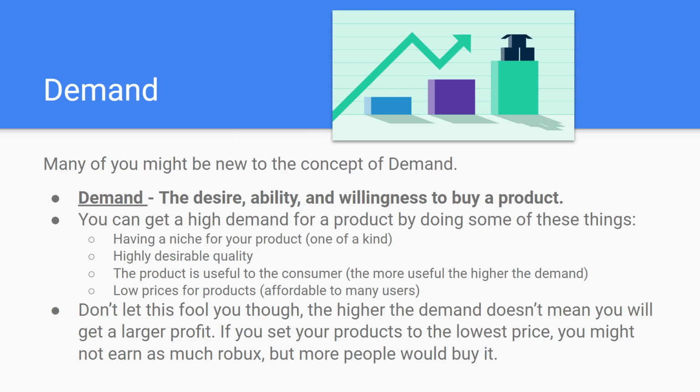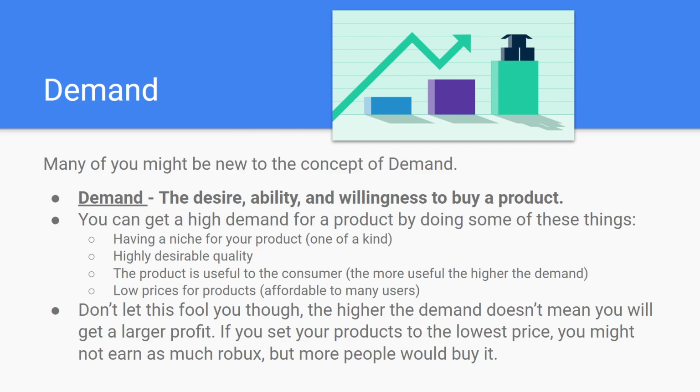All right, demand. Many of you might be new to the concept of demand. Demand is the desirability and willingness to buy a product. You can get a high demand for a product by doing some of these things. You can have a niche for your product, which is kind of like a certain role, so it might be in a certain small category. If it's one of a kind, it's going to have a higher demand because there's going to be nothing else like it, and people can only purchase yours.